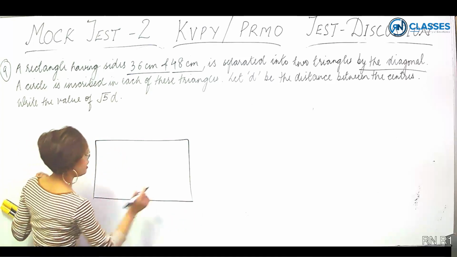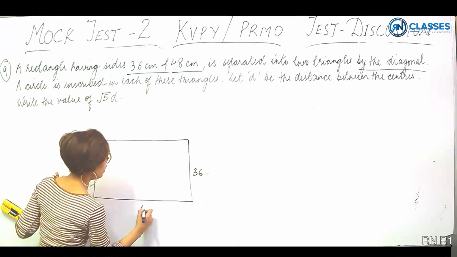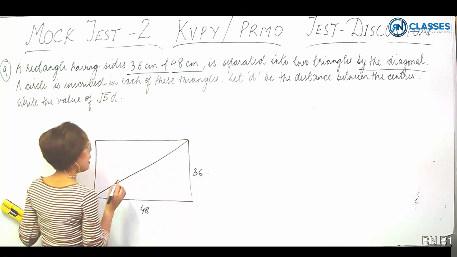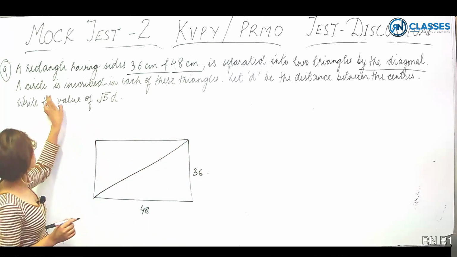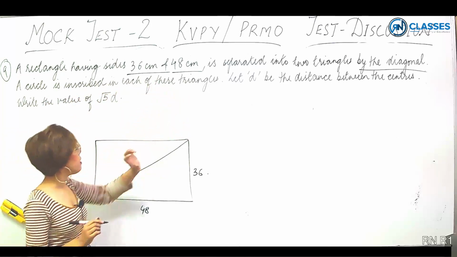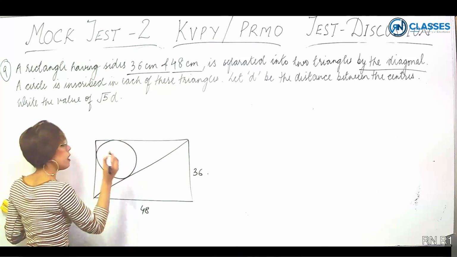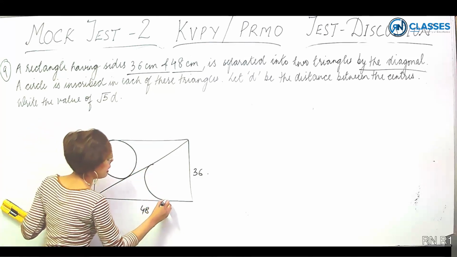Now 36 and 48. So this is 36 and this is 48. Now it is divided by the diagonal, which is this one, into two triangles. A circle is inscribed in each of these triangles. So inscribed, so my circle would look something like this. And the other circle would look something like this.